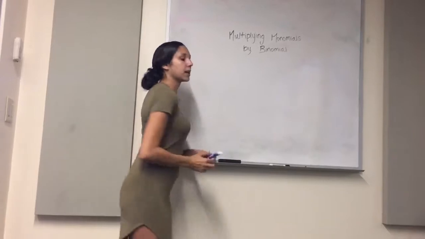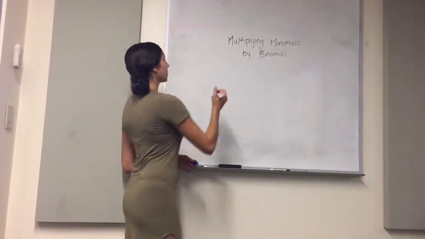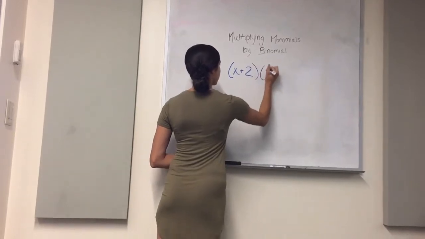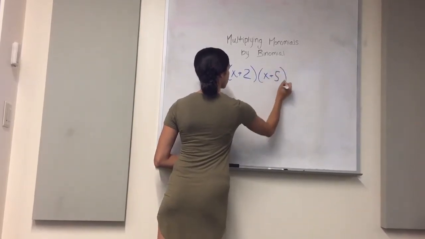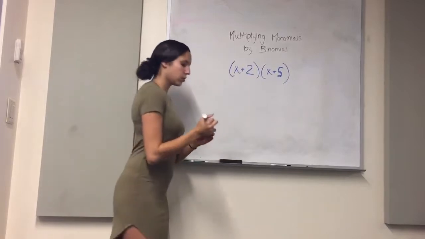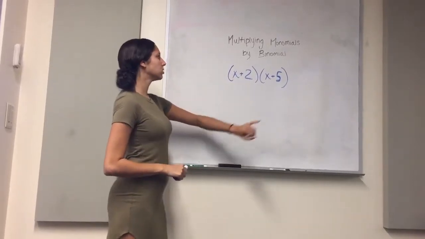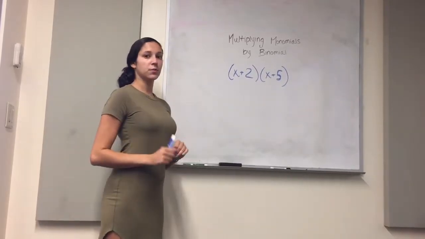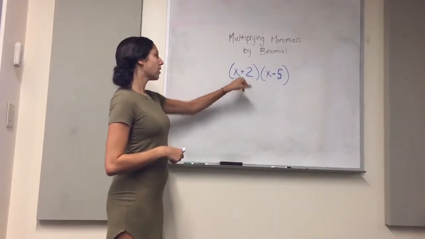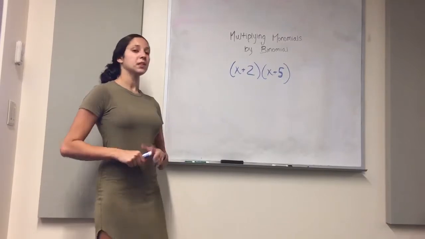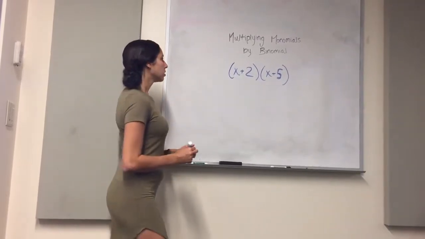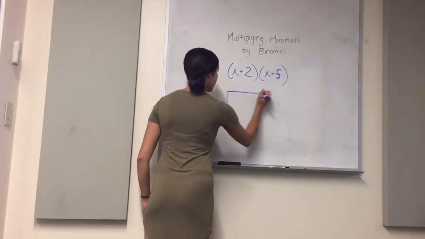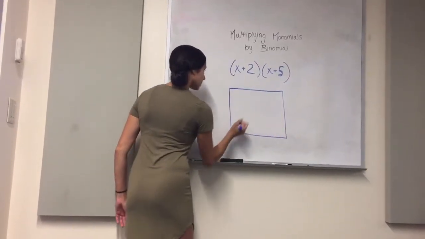Now we're going to look at multiplying a binomial by a binomial. This could look something like this, where we have a binomial, let's say x plus 2, times another binomial, x plus 5. Now it looks a little similar to what we just did, but instead we have two terms here. And so that means we're just going to double distribute. So one way to look at this is by drawing our box method, where we have a box.